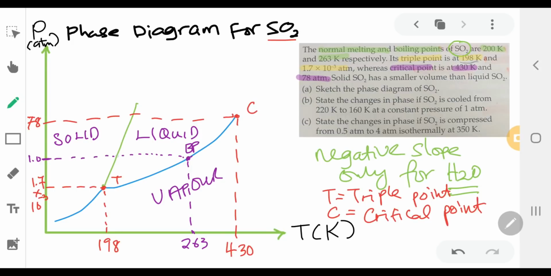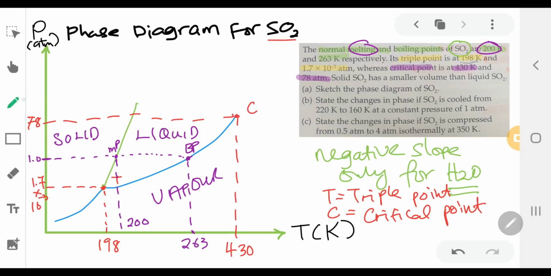Okay, and then when you touch that point there and you go down here, that temperature over here, which is 200, would be your melting point. So at this solid-liquid equilibrium, when the temperature is touching there and the pressure is touching there, this is when your SO2 is going to start to melt. Okay, so the melting point is right there. That is the melting point.